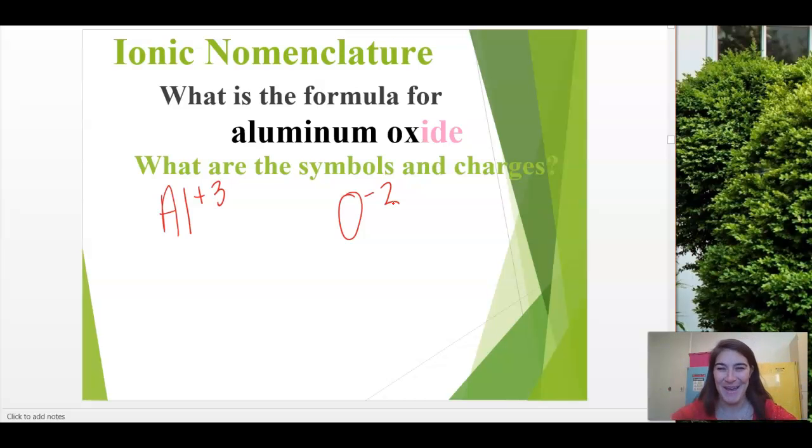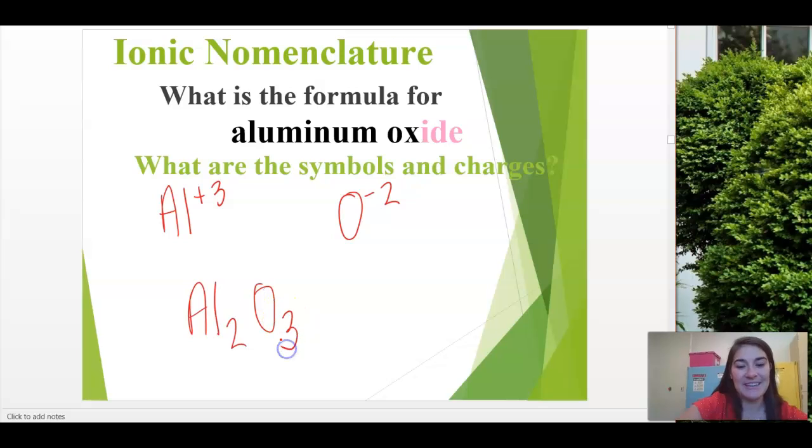So this is the hardest math. 3 times 2, okay? 3 times 2 equals 6. So the total electrons lost and gained needs to be 6. So if aluminum is plus 3, I need it to be positive 6. I'm going to need 2 aluminums to do it. Oxygen is minus 2. I need the total negative to be minus 6. So if I have minus 2, I need to multiply it by 3 in order to get 6. That is what we're talking about with least common denominator. All right.